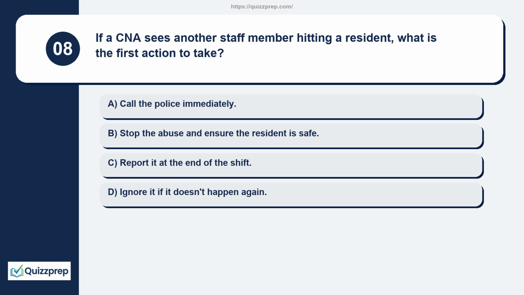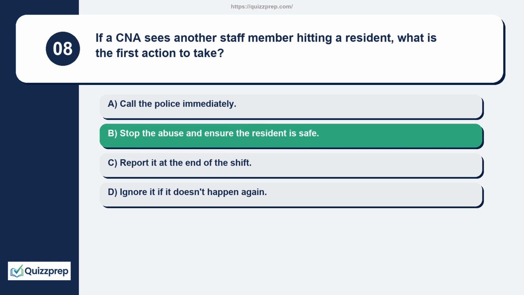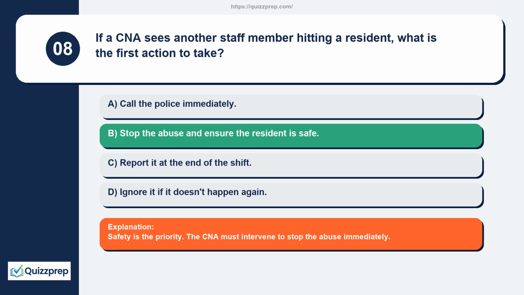Question 8. If a CNA sees another staff member hitting a resident, what is the first action to take? Call the police immediately. Stop the abuse and ensure the resident is safe. Report it at the end of the shift. Ignore it if it doesn't happen again. Safety is the priority. The CNA must intervene to stop the abuse immediately.